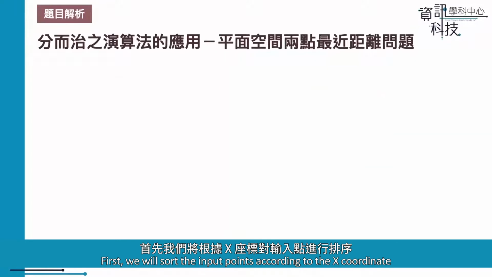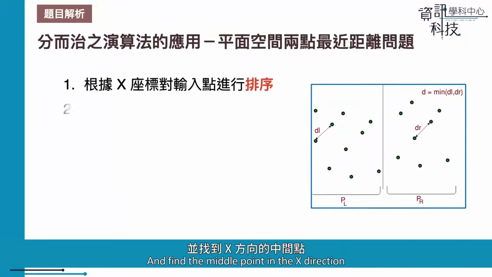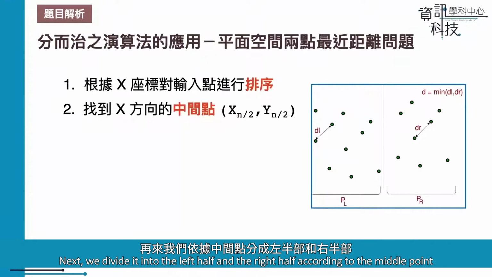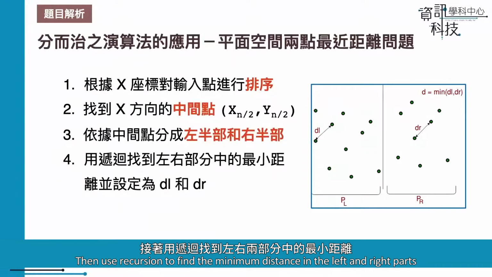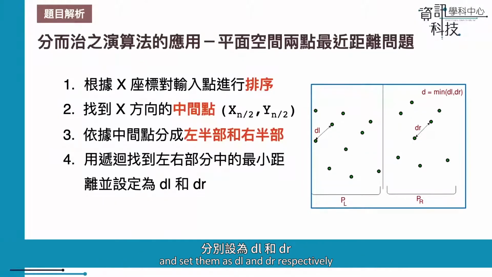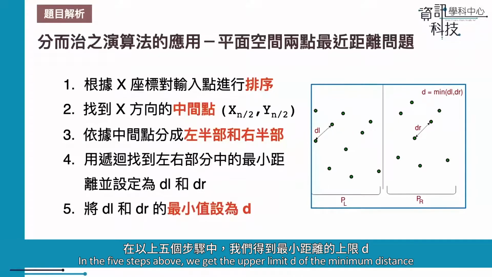First, we will sort the input points according to the x-coordinate and find the middle point in the x direction. Next, we divide it into the left half and the right half according to the middle point. We then use recursion to find the minimum distance in the left and right parts and set them as dl and dr respectively. Finally, we set the minimum value of dl and dr to d. In the steps above, we get the upper limit d of the minimum distance.